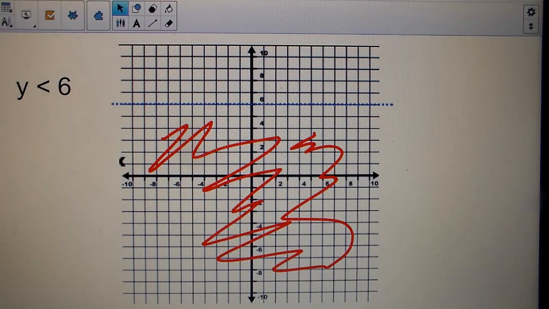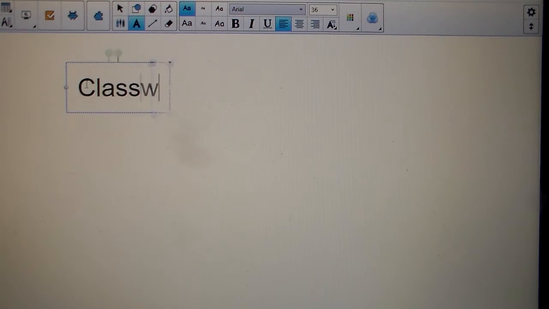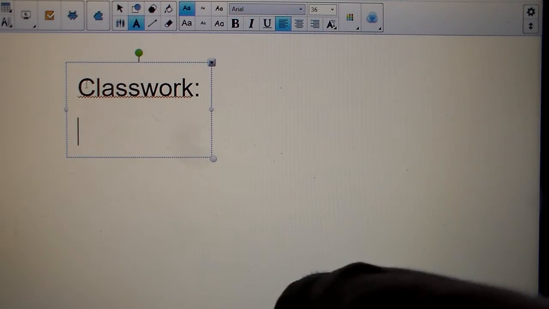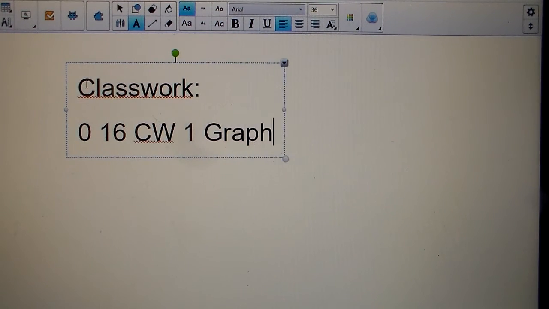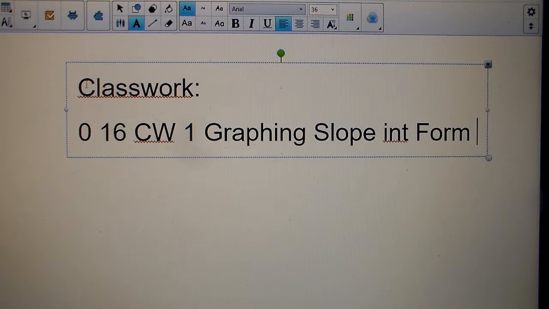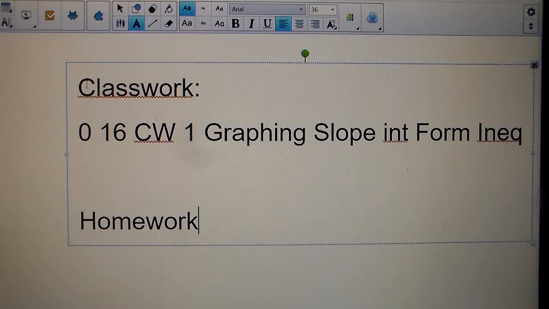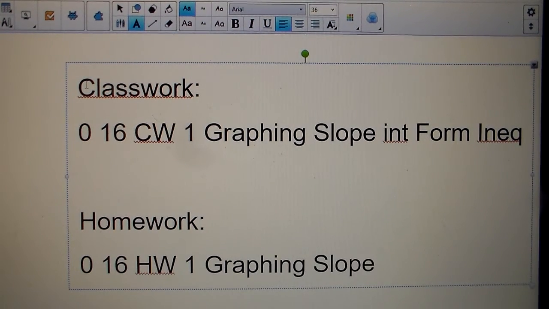Alright, so classwork and homework. Your classwork is going to be 016 CW1, Graphing Slope Intercept Form Inequalities. And your homework is going to be 016 HW1, Graphing Slope Intercept Form Inequalities.